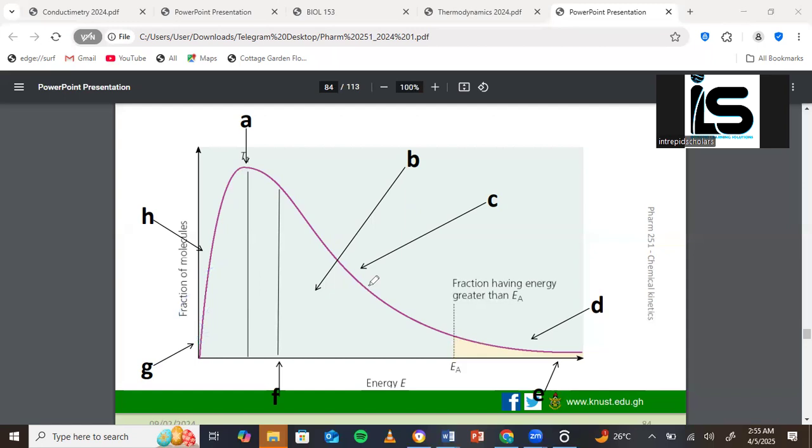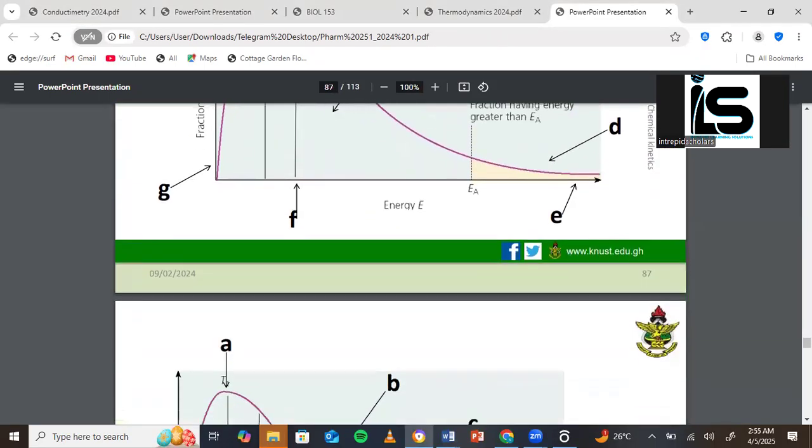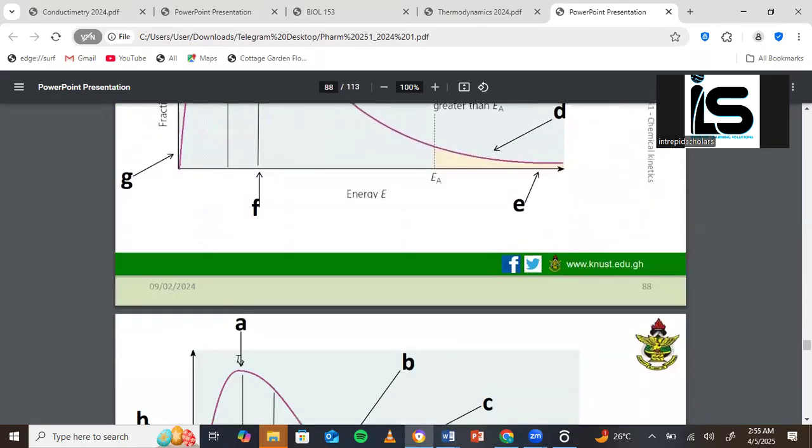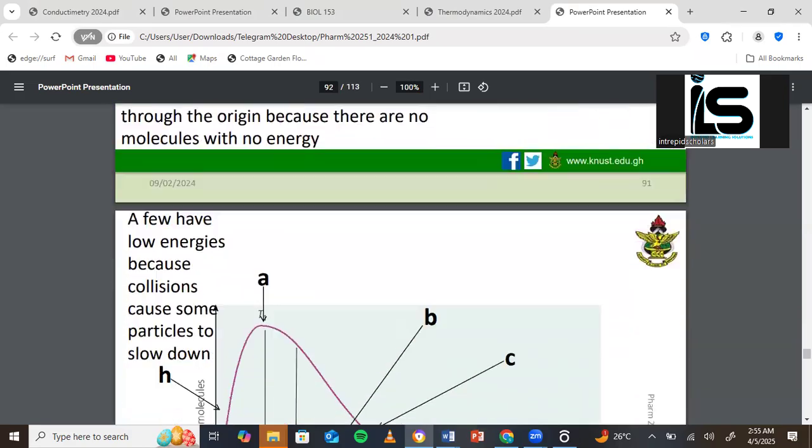This is the general behavior of particles of gas, as determined by Maxwell and Boltzmann. So whatever I've talked about has been explained in the subsequent slides.